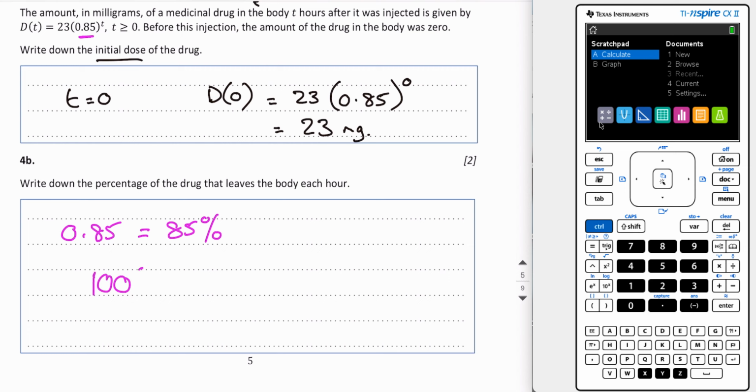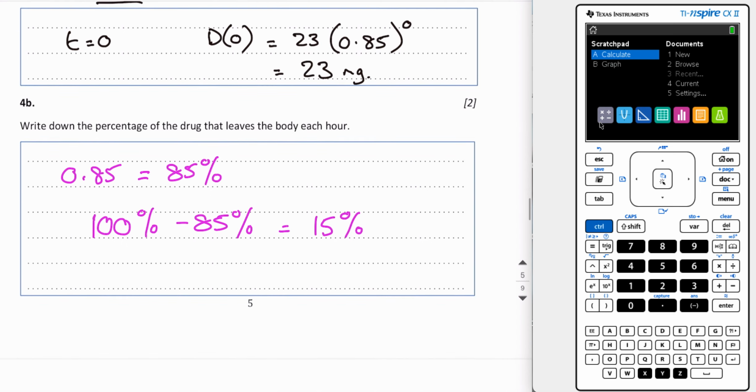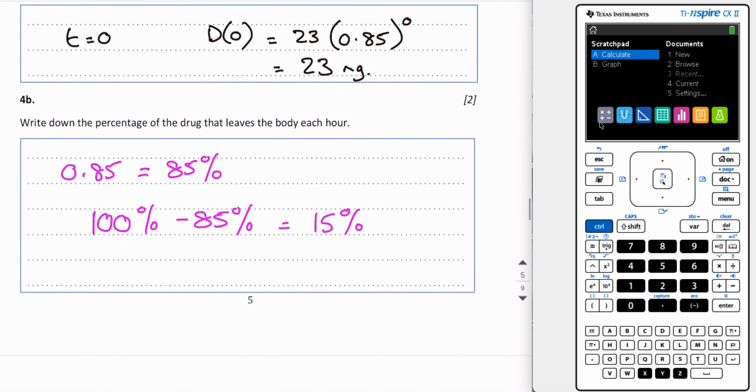We need to start at 100%, and we're going to take off 85%, which is going to leave us with a 15% reduction. So paying 85% is a 15% reduction, or there's 15% off in a sale. Your multiplier is 0.85.